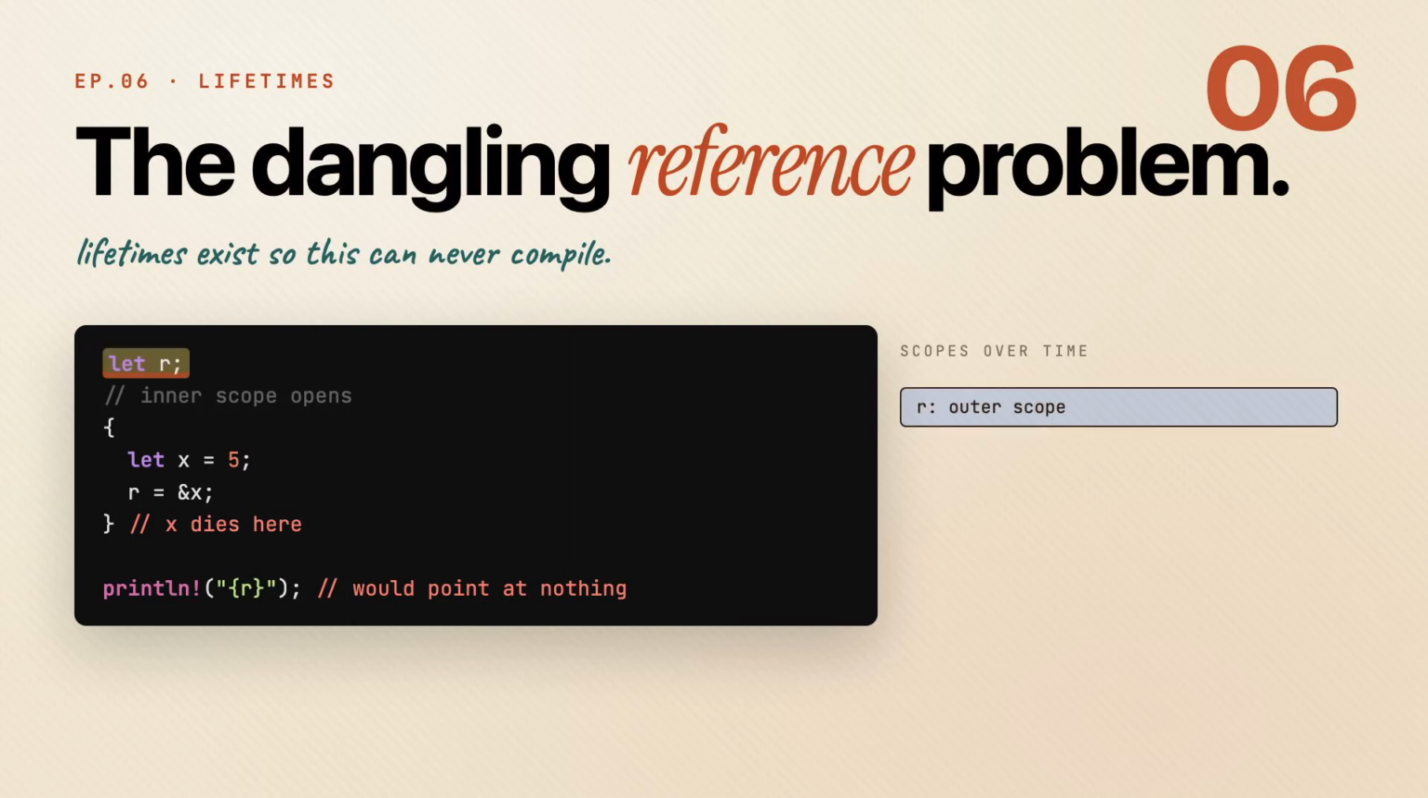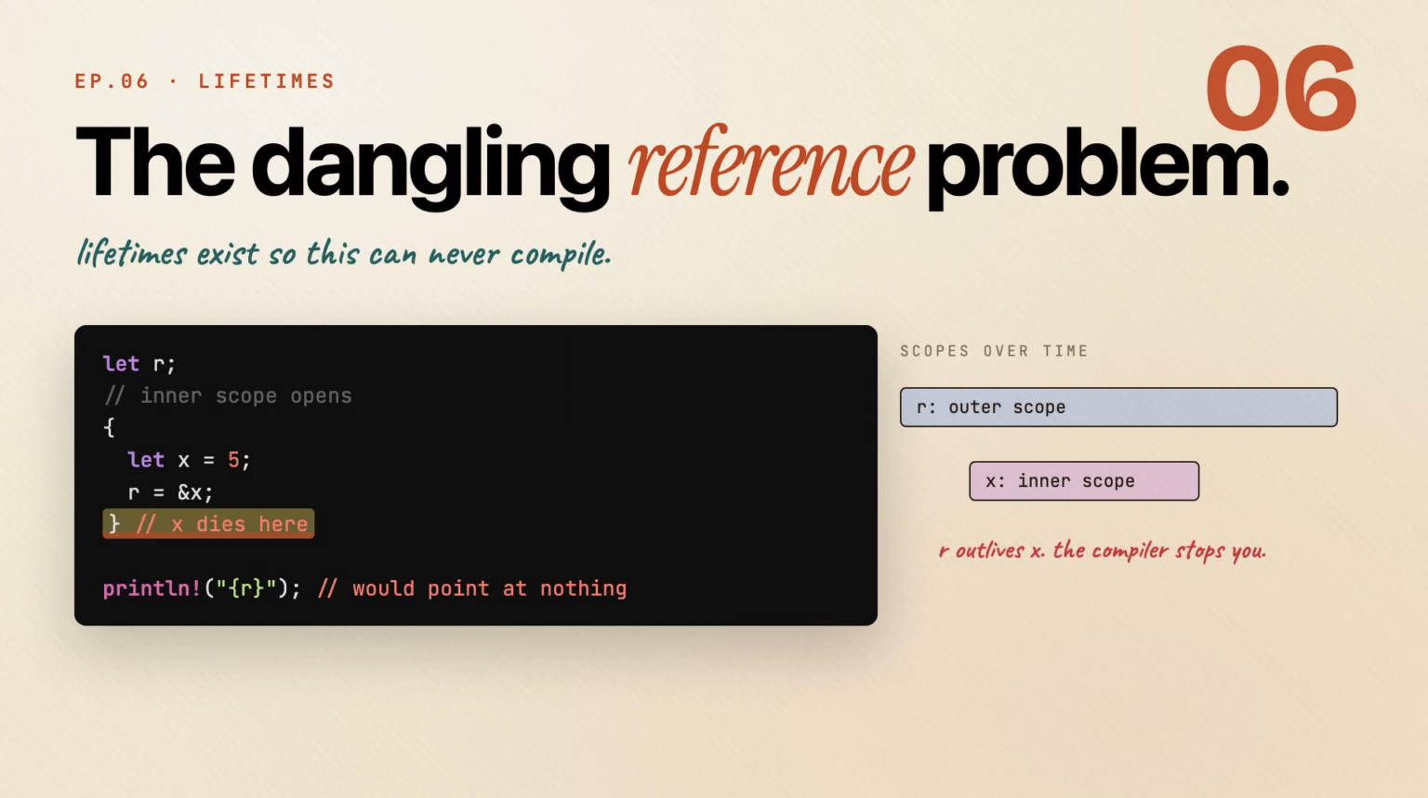Here's a reference, r, declared in an outer scope, and it is going to live a while. Now inside a smaller block we make x and point r at it. But x only lives inside that block. Watch what happens at the closing brace. The block ends. x is gone, but r still points at where x used to be. That's a dangling reference. Reading it would be a bug.